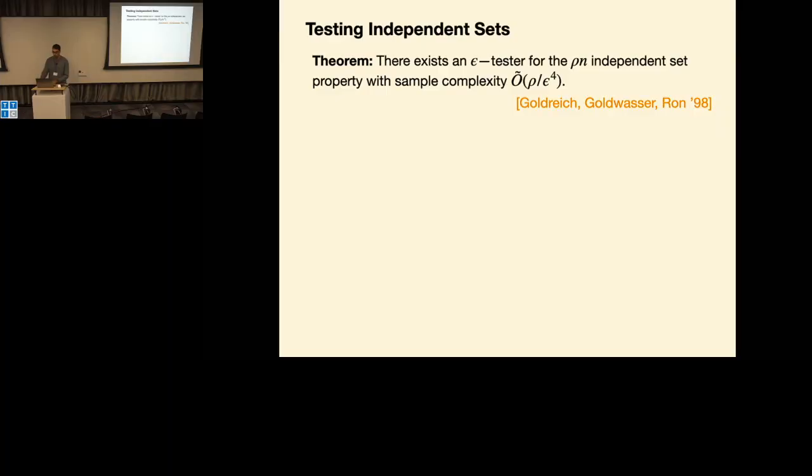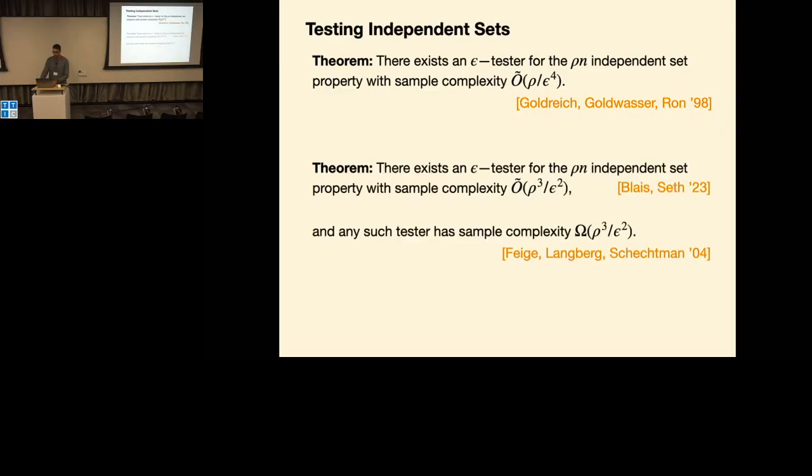Okay, so here's the theorem again by GGR. In some prior work with Eric Blais, we showed that we can improve this to rho cubed over epsilon squared. So we improved both the rho and epsilon dependence. It turns out this is optimal up to logarithmic factors by a lower bound by Feige, Langberg, and Schechtman. So at this point, the standard testing problem seems to be quite well understood.